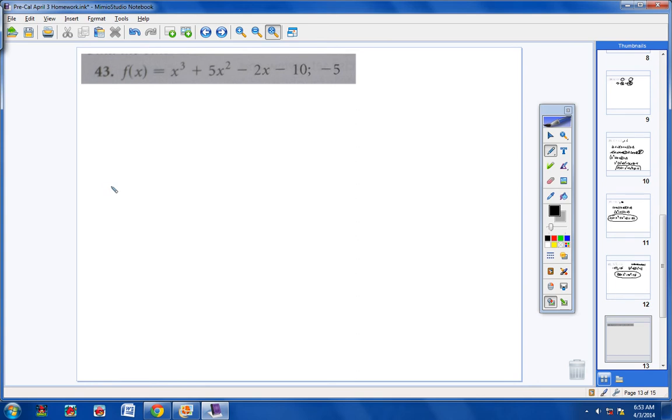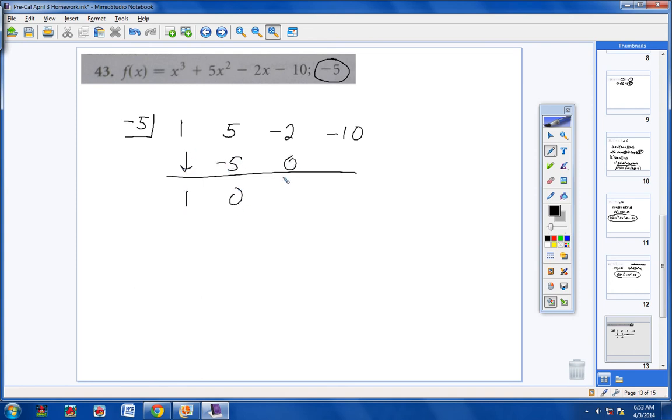For numbers 43, 45, and 47, they want us to find the other zeros. Now, we could try to factor this first, and I believe it's factorable, but to be honest with you, when they give you one of the zeros like they did, I just very quickly use synthetic division. It is very fast to do this, probably faster than factoring. And now I know my original problem was a 3rd degree, so I know this is going to be a 2nd degree. So I have 1x squared minus 2. I don't need to put the 0x.